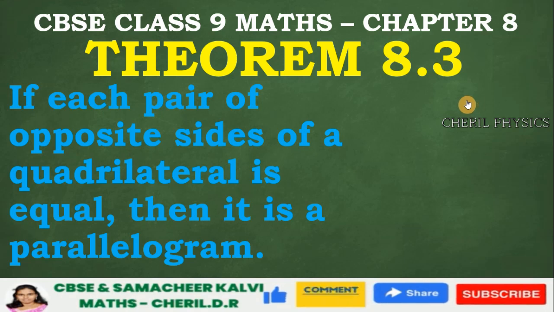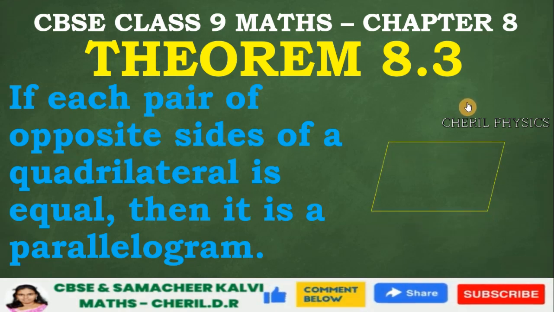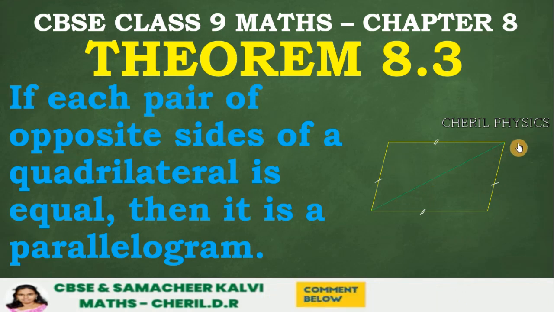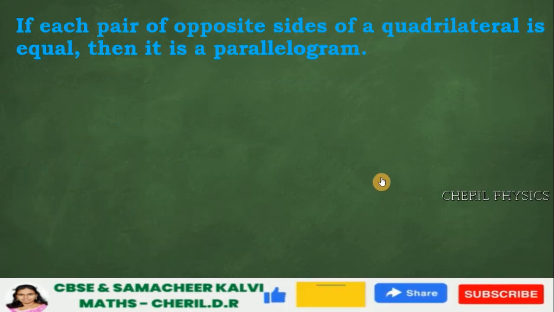In this theorem 8.3 we see that if each pair of opposite sides of a quadrilateral is equal, then it is a parallelogram. So we are considering a quadrilateral, and if this pair and this pair, likewise this one and this, are equal, then we can say it is going to be a parallelogram. Now we'll get into the proof of it.